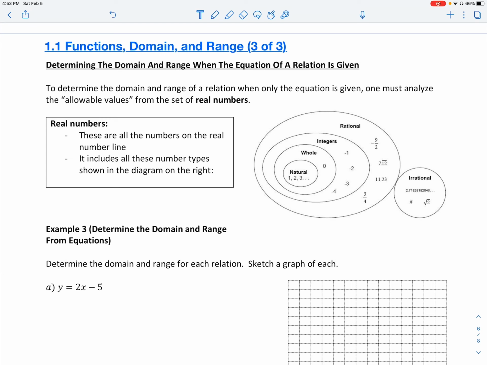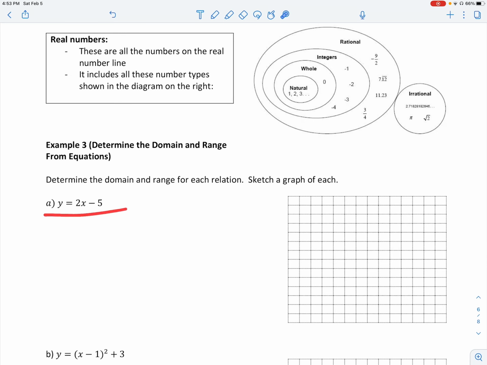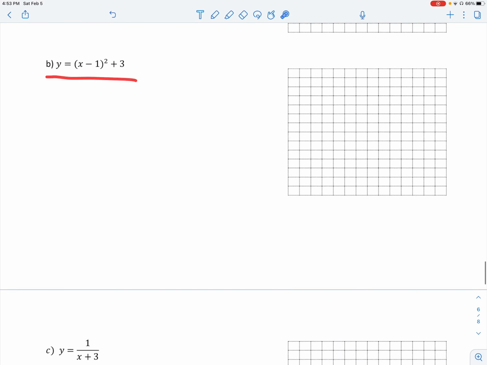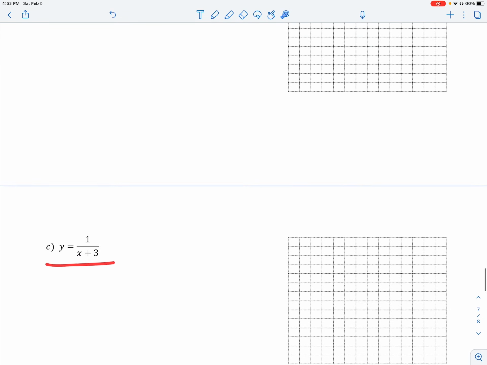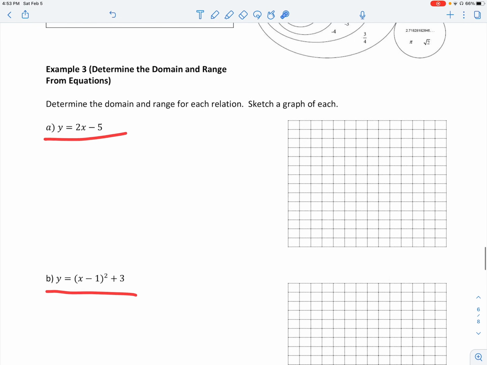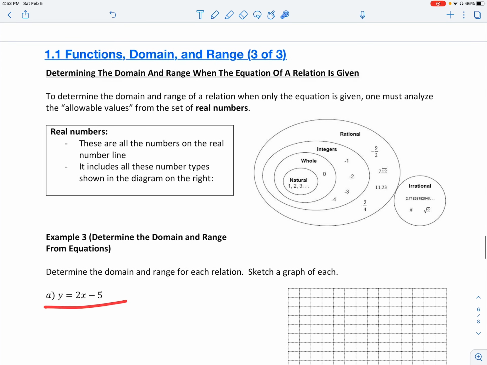In this video, we're going to be looking at number systems to start off with, and then we will be focusing on domain and range for relations or for functions, and we're going to be doing this just by looking at their equations. Okay, so I've given you a bunch of equations in this handout. Some of them are new, and so we'll take our time going through those, but we're going to learn how to determine the domain and range by looking at those equations. All right, first off, let's talk about number systems.